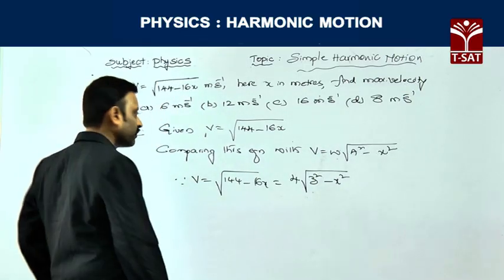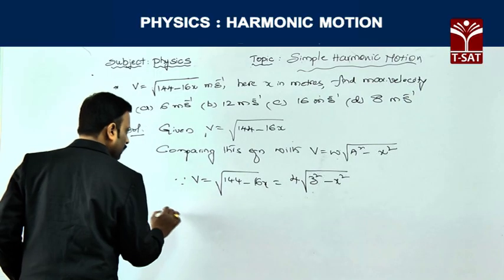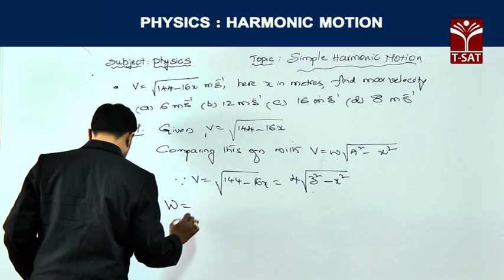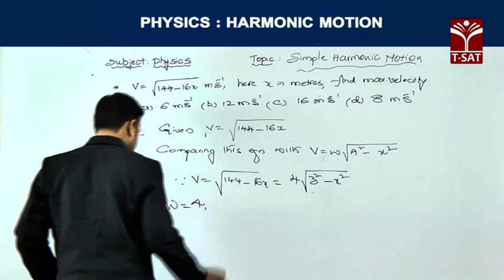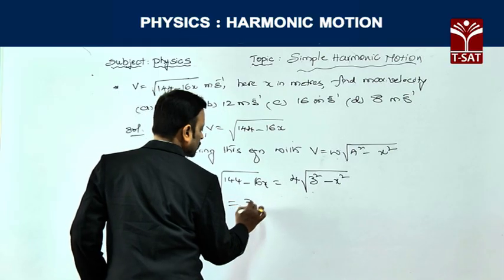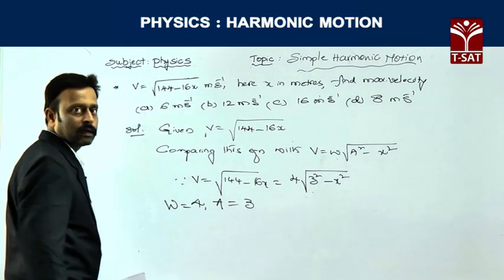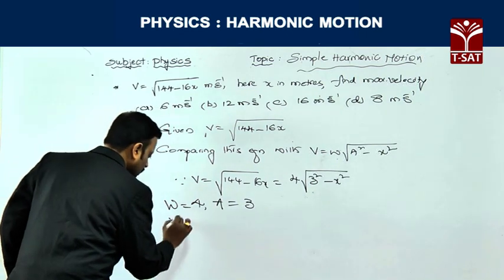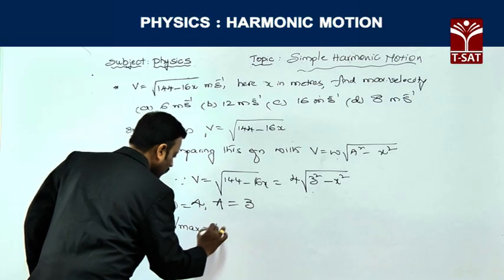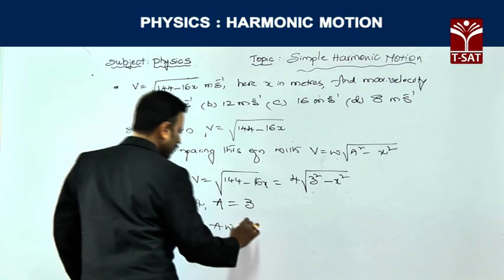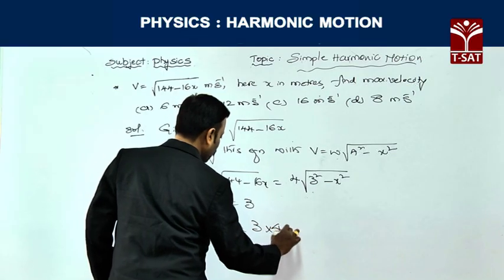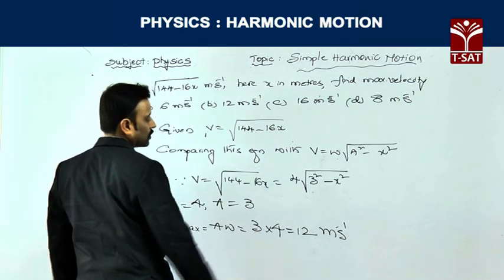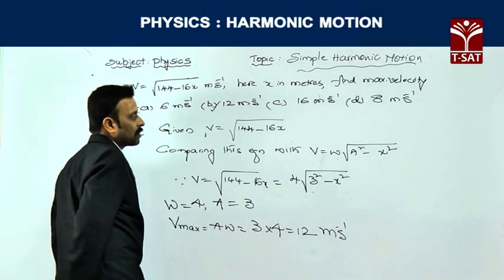When we compare these two equations, we get omega as 4 units and amplitude as 3 units. Now you are asked to calculate maximum velocity. What is the formula for maximum velocity? V maximum is equal to A omega. A is 3, omega is 4. So 12 meter per second. So the second option is the correct one.